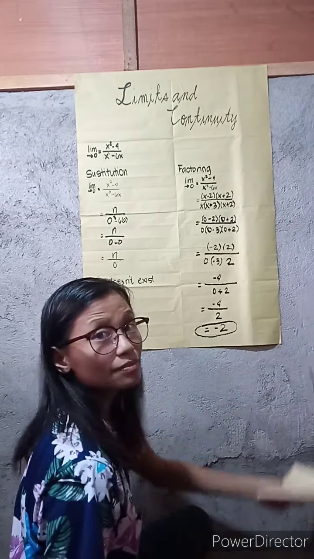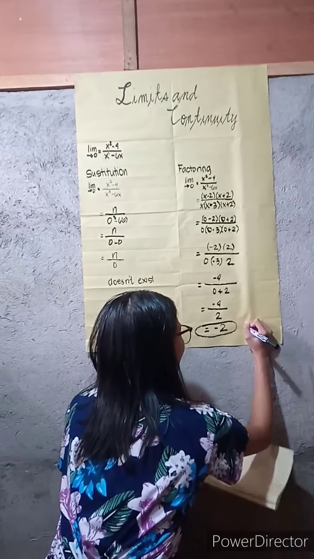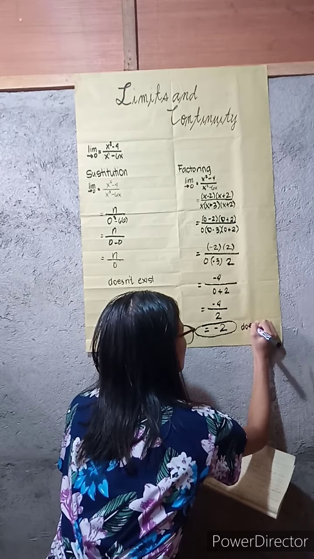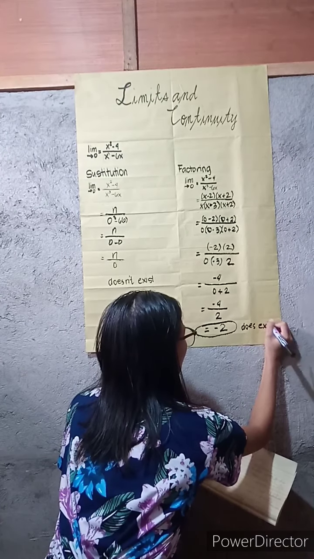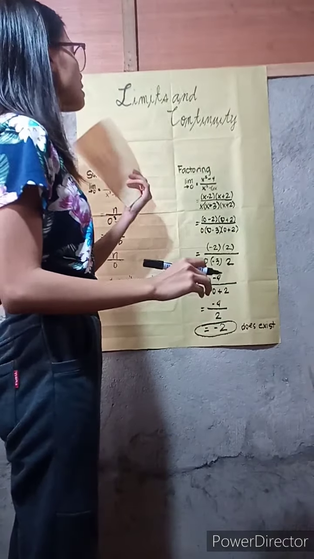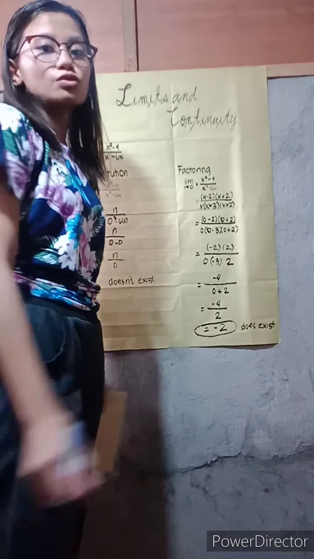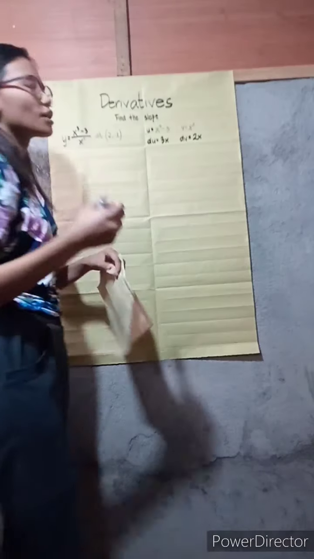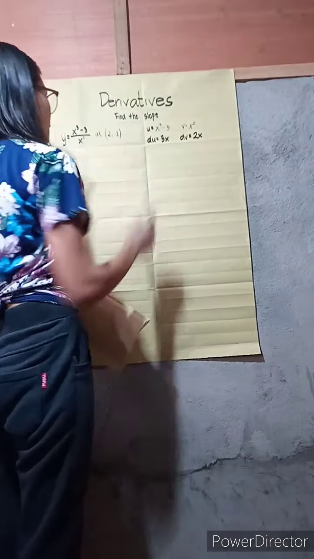So our limit does exist. So that's how it works when you solve limits. And so here we have derivatives.